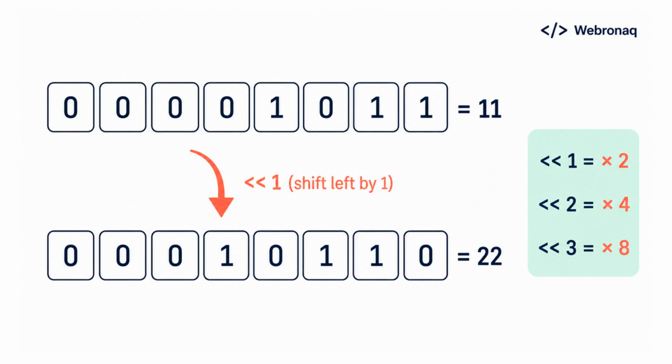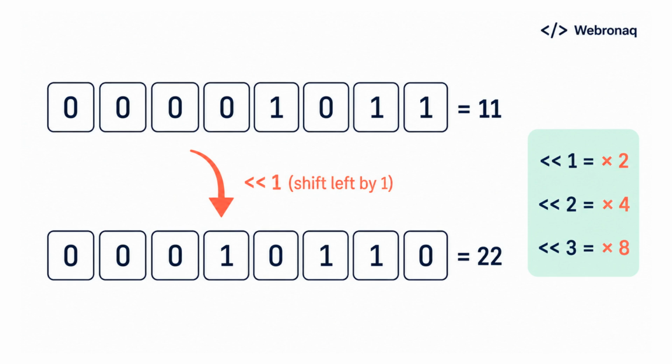And this isn't a coincidence. It's how binary works. Each position in a binary number is worth twice as much as the position to its right. So when you shove every bit one slot to the left, every bit's value gets doubled, which means the whole number doubles. Shift left by 2, you multiply by 4. Shift left by 3, you multiply by 8. The pattern is simple. Shift left by n, multiply by 2 to the power of n.